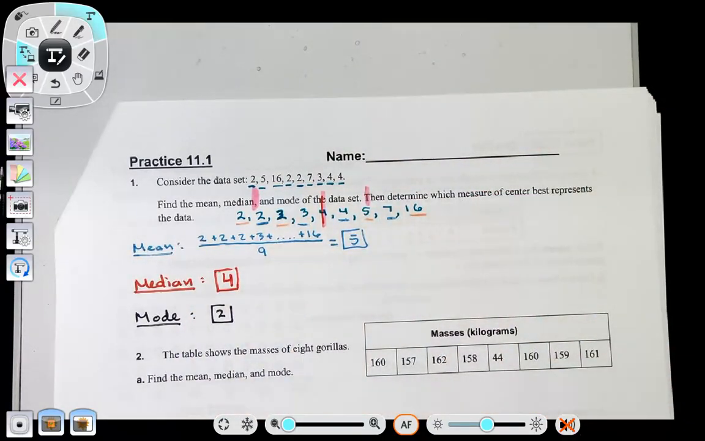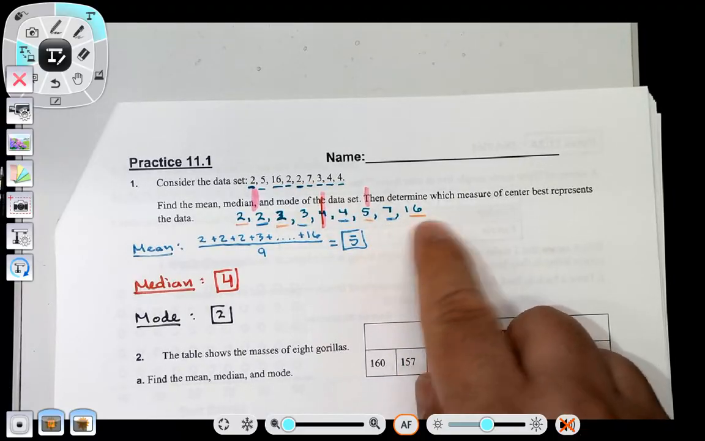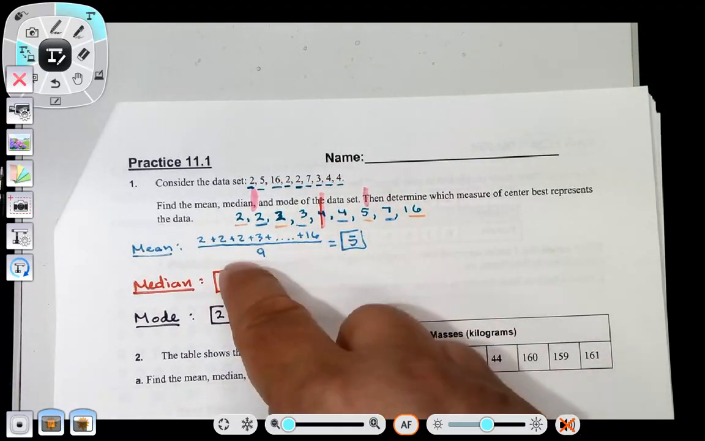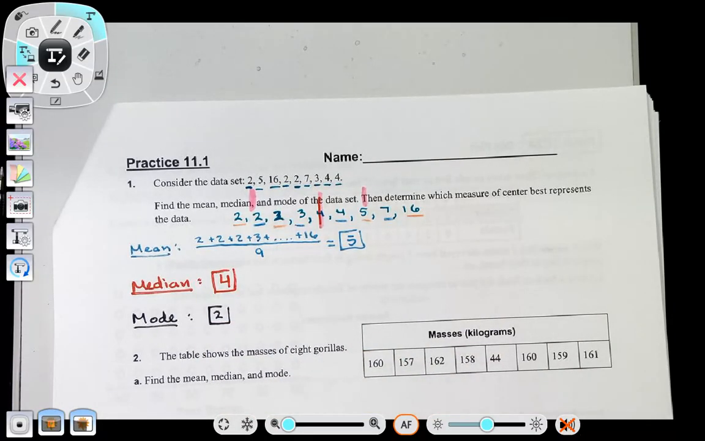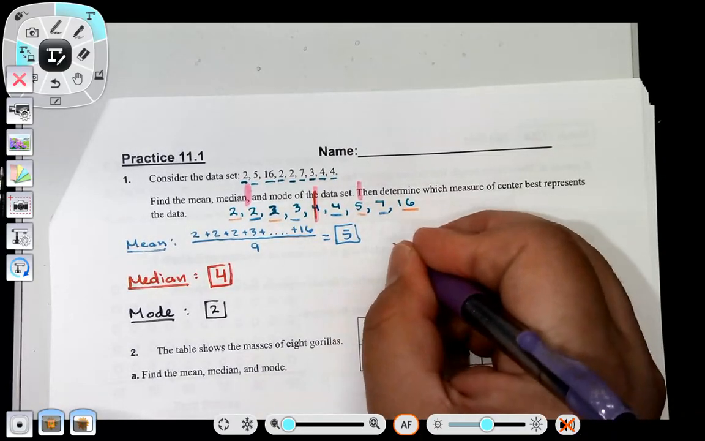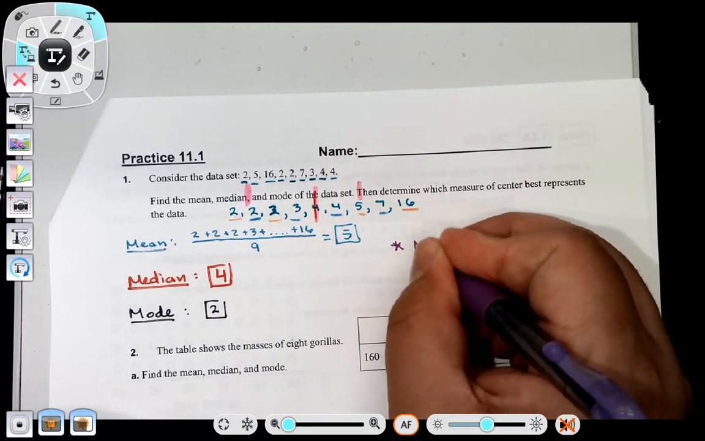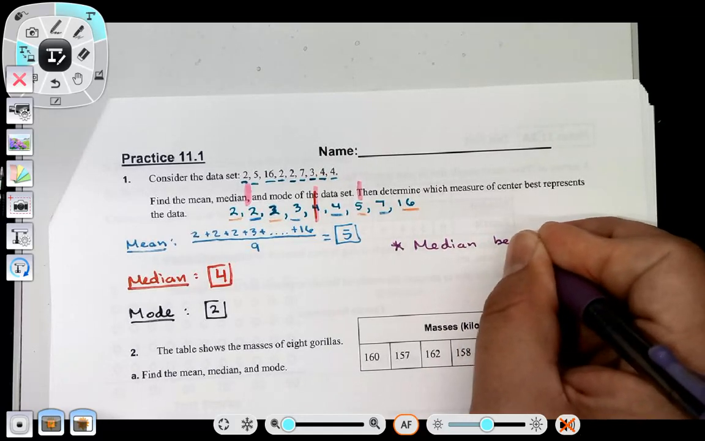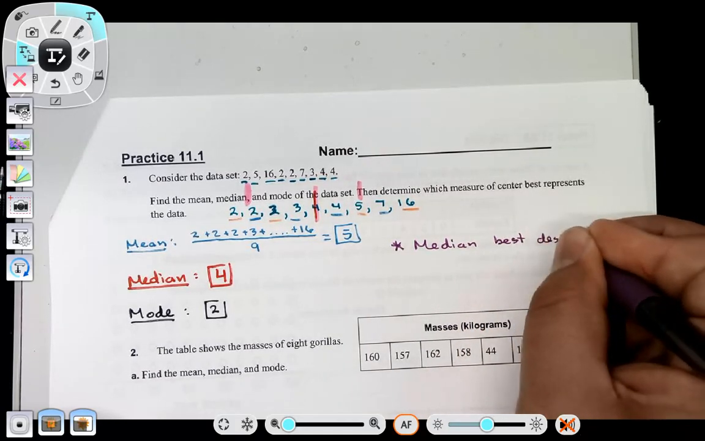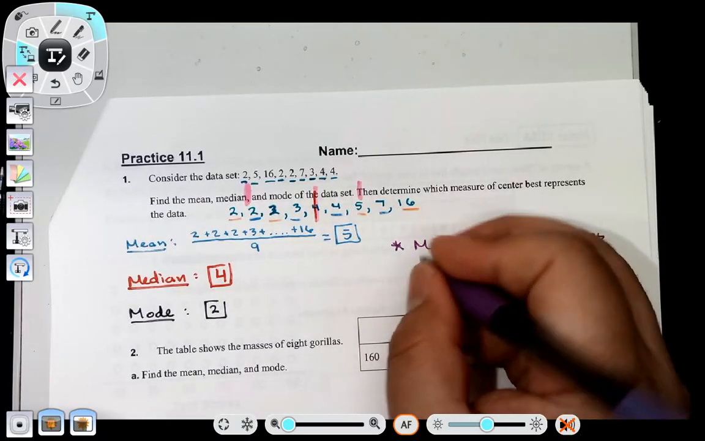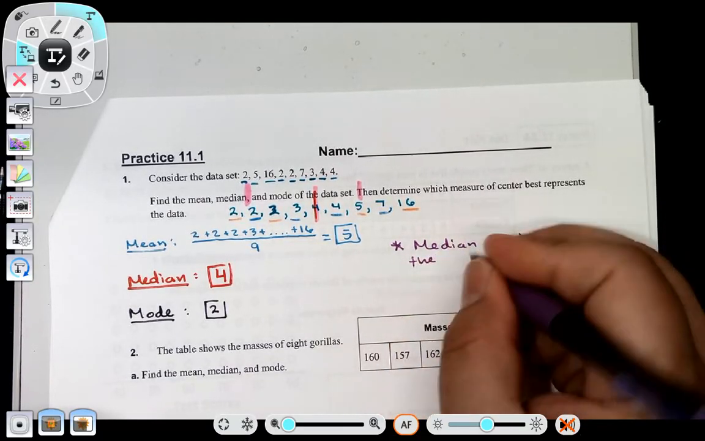But notice, when I look at the 5, there's only 2 data points on this side and a bunch of them on this side. So which number represents this data better? The 4, so the median, right? So that's our answer here. The median best describes the center.